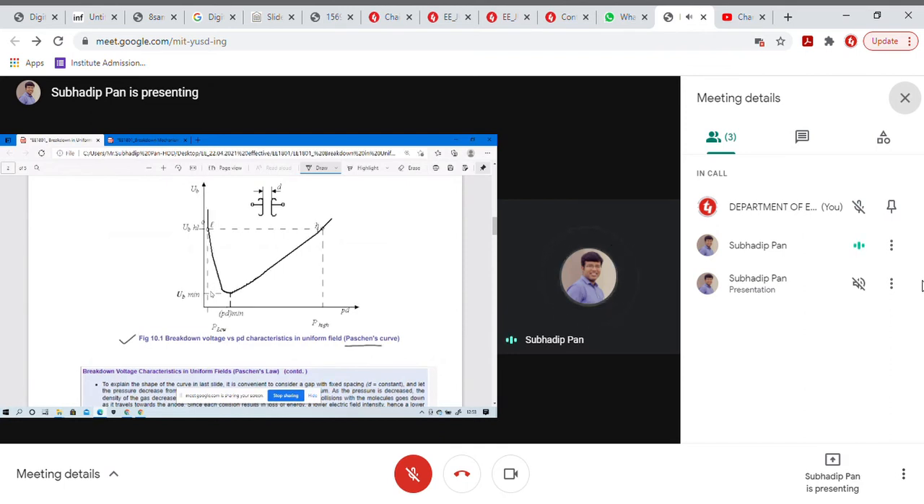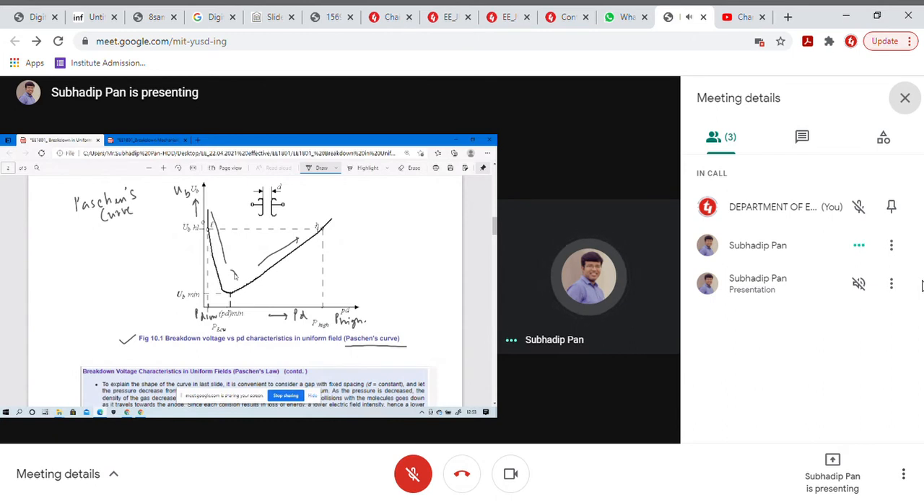of a uniform field. That is actually called Paschen's curve. That is what shows your Paschen's curve, where this axis is considered as UB, and this axis is considered as PD, where this is PD low, and this is PD high.